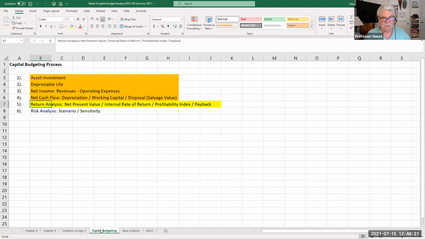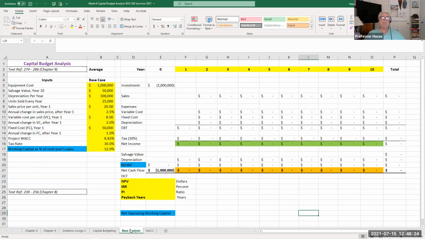And here's the capital budget process. And here's what is called a base case. This is a $1 million investment with a depreciable life of 10 years with all the inputs of what this company estimates will be the costs and the revenue off this investment. And we are to put this into what is called a capital budget analysis and then perform the 4 return calculations: dollars, NPV; percent, internal rate of return; ratio, profitability index; and years, payback. And that's a typical capital budget analysis.